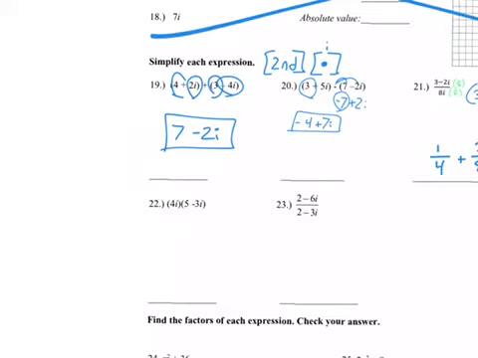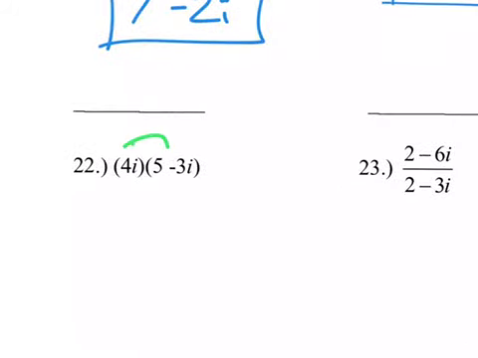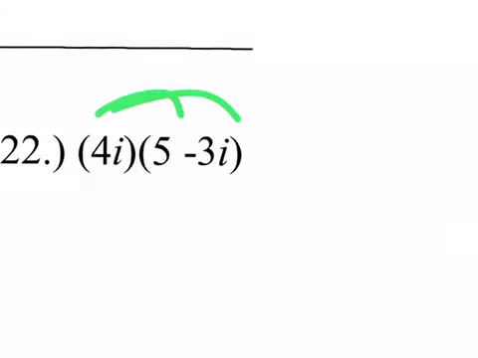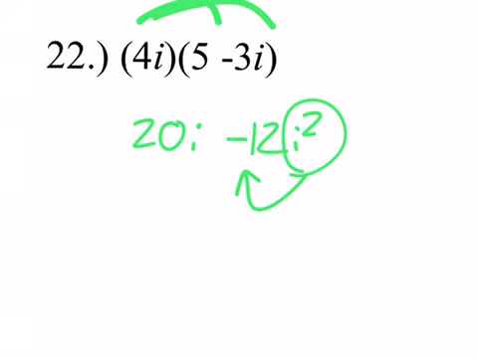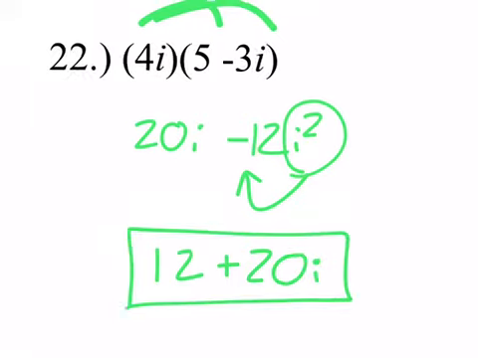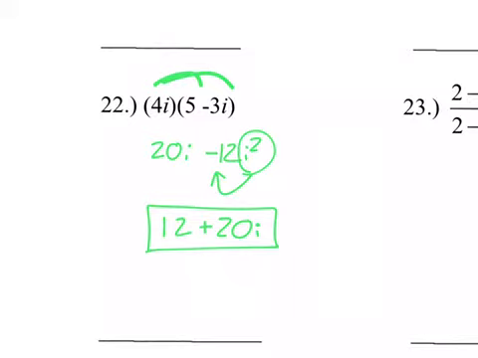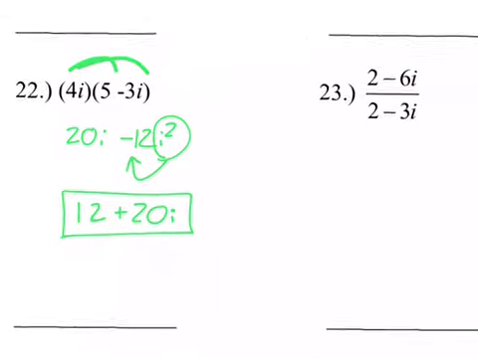I'm trying to keep the video brief, though. On this one, multiplying, still not that big of a deal. Probably won't need to type that in. We get 20i minus 12i squared. i squared becomes a negative 1, turning this positive, so we have a positive 12 plus 20i. Just make sure that you put your constants out in front.